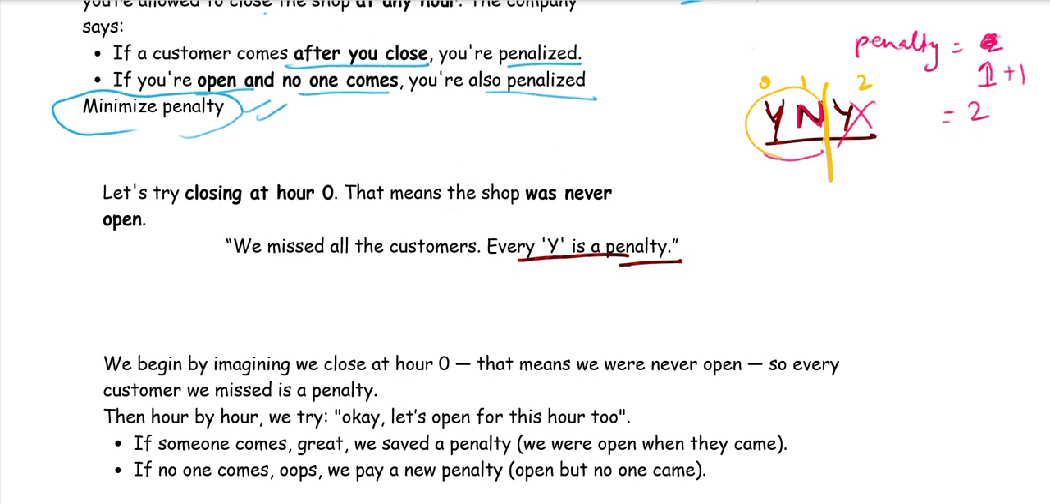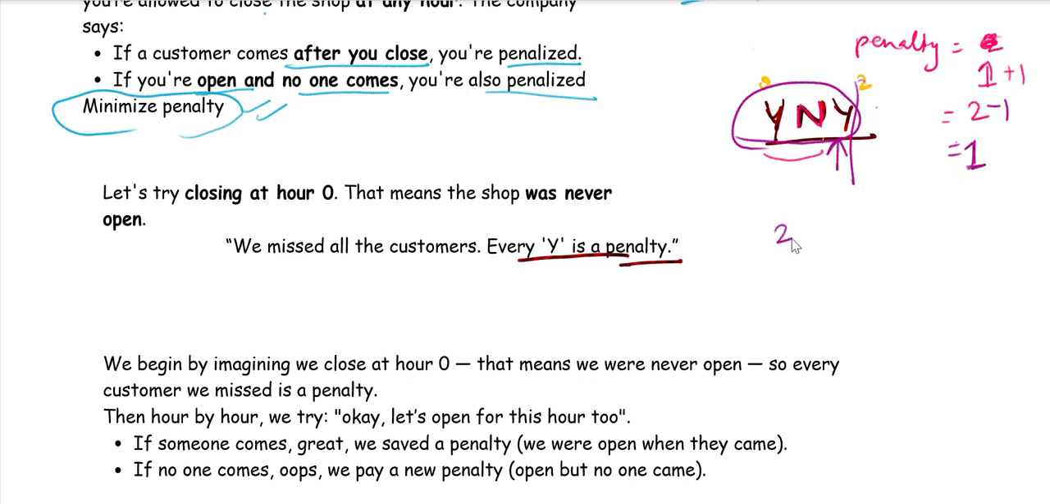Now let's close the shop at hour 3. If we close our shop at hour 3, it means we are open the entire time. At this hour one more customer came and you served that customer, so the penalty will again go down. Okay, so again you are at 1. So this is the minimum penalty you faced.